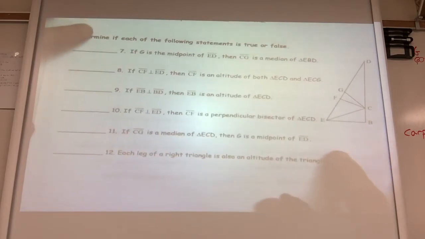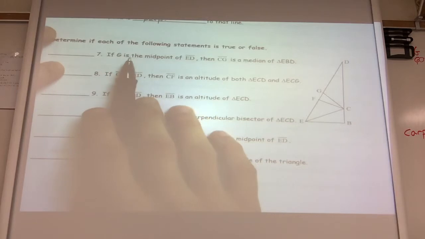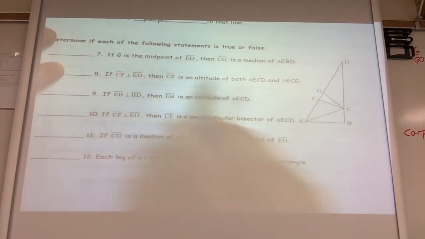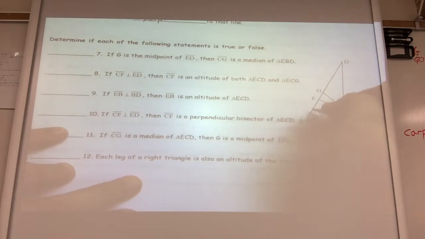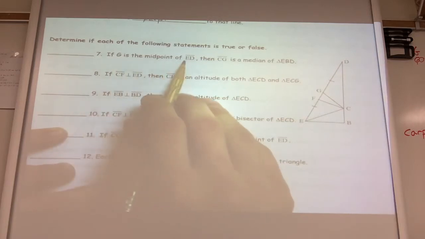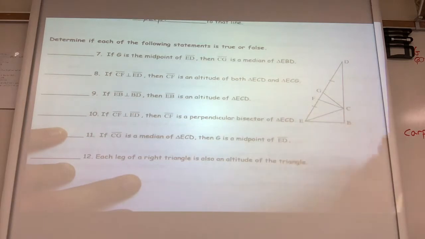If G is the midpoint of ED. So this is all just big ifs, right? It's not necessarily, but they're saying if it was. So G is the midpoint of ED. I'll just mark this and then I'll erase with an eraser. If G is the midpoint, that means this side, G to E, is equal to G to D. So if G is the midpoint of ED, then CG is the median of EDB.